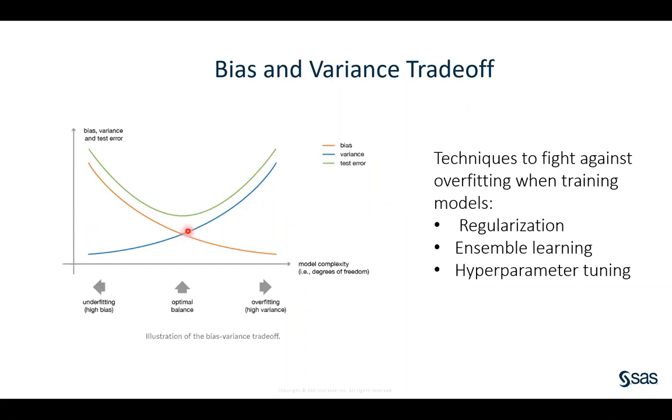Not too complicated, but also not too simple. This is the model that can generalize well to a new data set and can give us a good prediction. So how do we find this model? Some techniques to find a model somewhere here are to use regularization, ensemble learning or model ensembling, and hyperparameter tuning. Next, I will talk about each of those techniques.